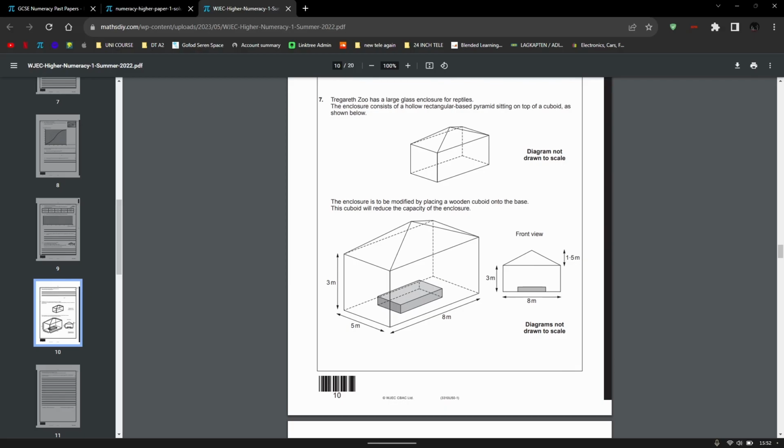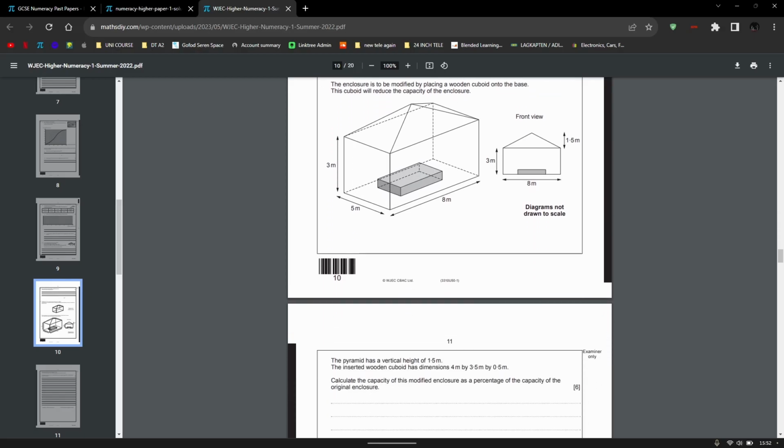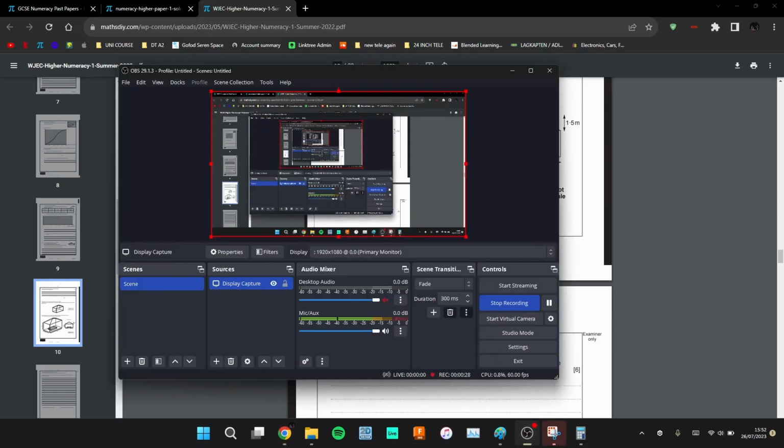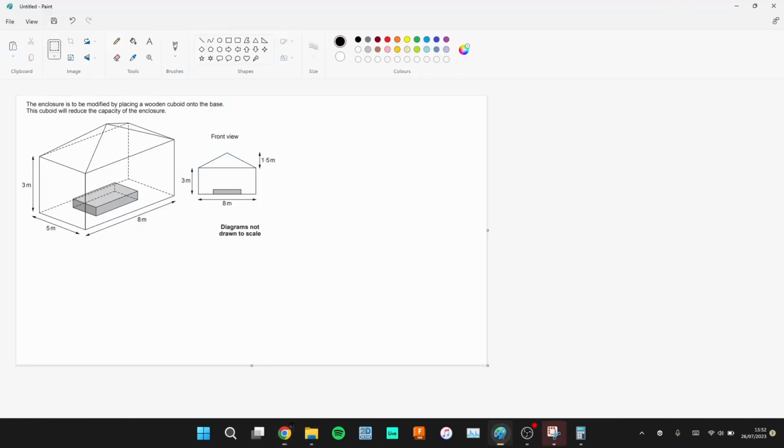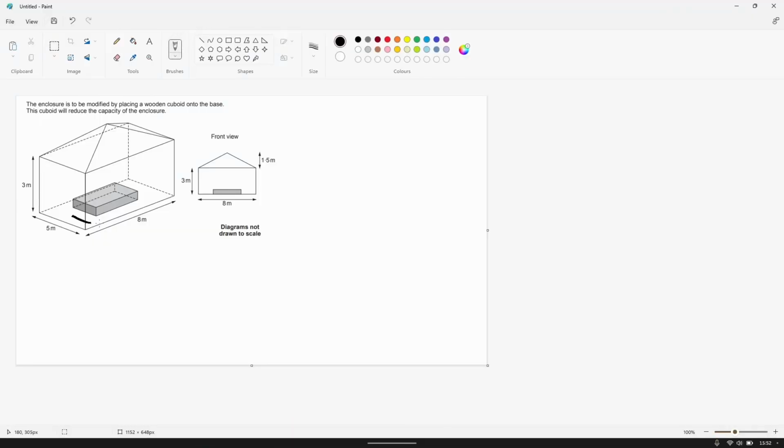So the modification was to introduce this grey box in here. The grey box in here is the modification. So they want us to find the volume before of the entire enclosure, then the volume afterwards, and then find out what the volume afterwards is as a percentage of what the original was. So the box inside is taking away from the volume as it's taking up space inside the enclosure.